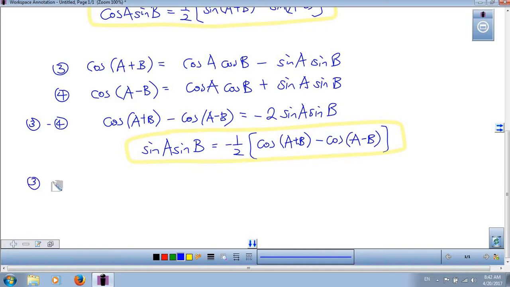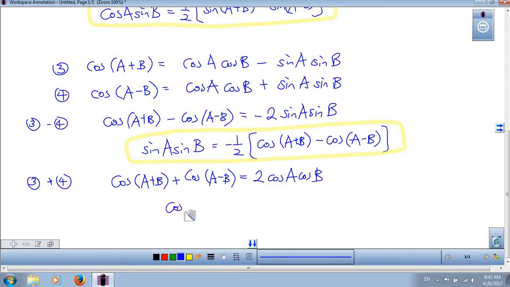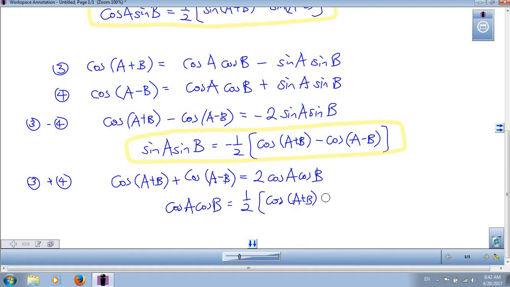Alright, then let's do 3 plus 4. Okay, if we add them together, we will get cosine of A plus B plus cosine of A minus B. When we add them together, these two expressions have opposite signs, they cancel each other out. So we have 2 cosine A cosine B. Alright, and so cosine A times cosine B would be equal to 1/2 of cosine of A plus B plus cosine of A minus B.